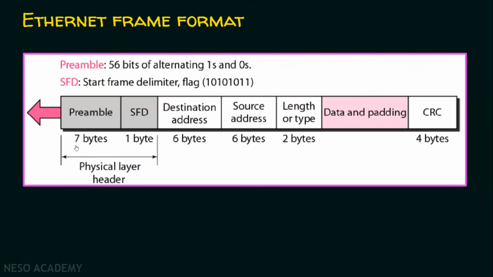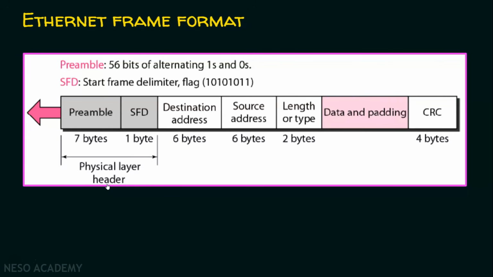But actually, the preamble and start frame delimiter are placed in the physical layer, and that is why it is mentioned as the physical layer header. The physical layer only has to deal with the synchronization part. If you recollect the OSI reference model, synchronization is mainly dealt with in the physical layer. In order to facilitate the synchronization, Ethernet frames have the preamble field and the start frame delimiter. And that's it about the frame format.